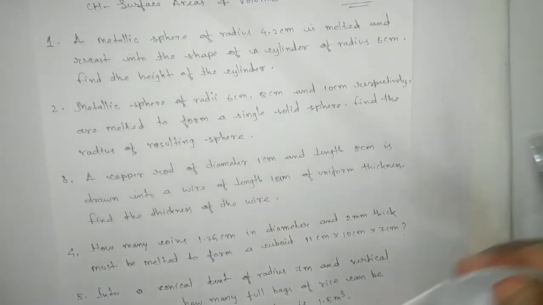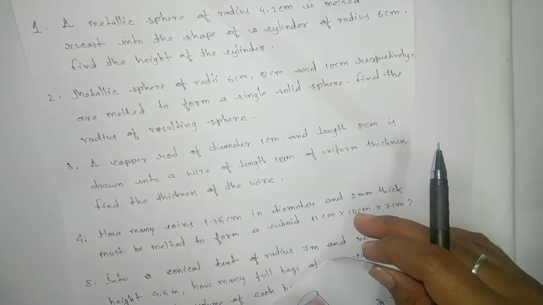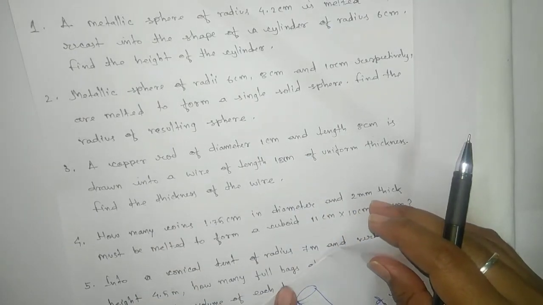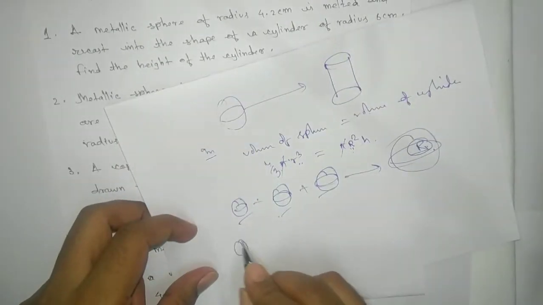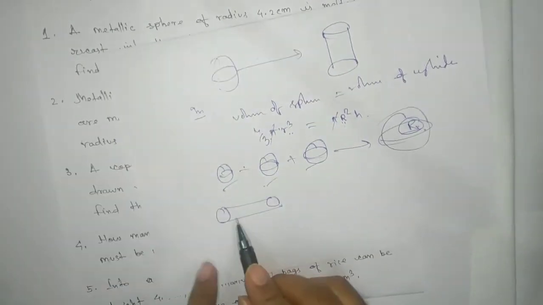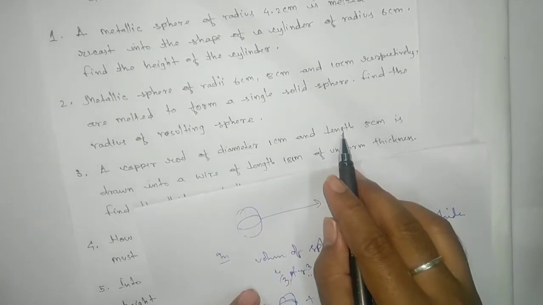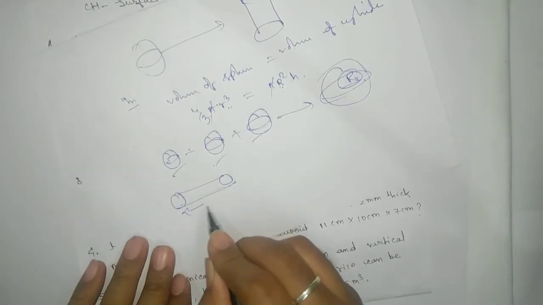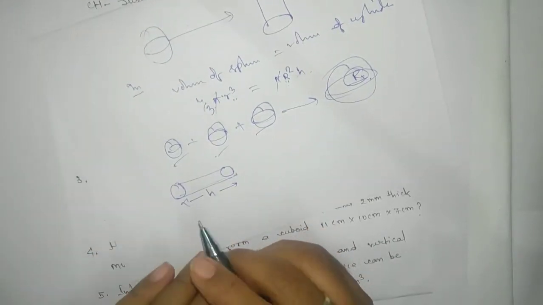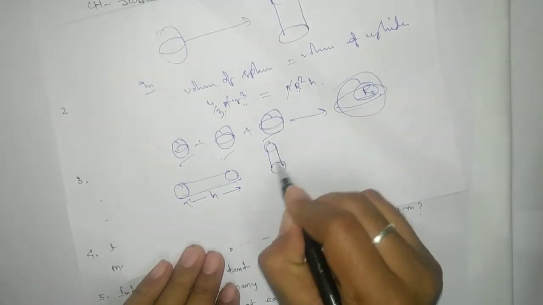sphere. Now for the third one, a copper rod of diameter 1 centimeter and length 8 centimeter is drawn into a wire. A rod is a cylindrical shape, but we'll draw the diagram in the horizontal direction. Why? Because here they have not written height, they have written length. When they write length, we'll use this as the height, taking it in a horizontal way, remember. Whenever they mention height, you need to take it in a vertical order.